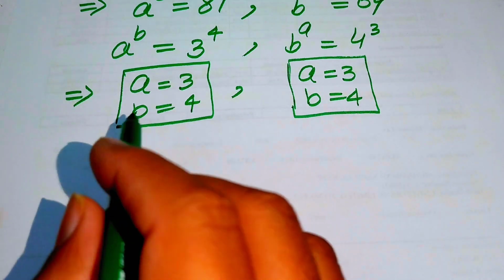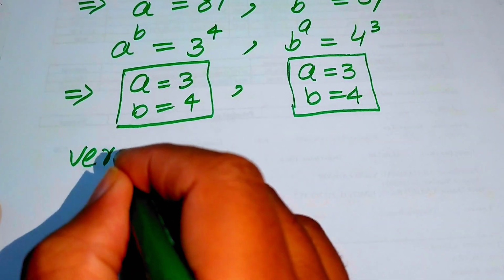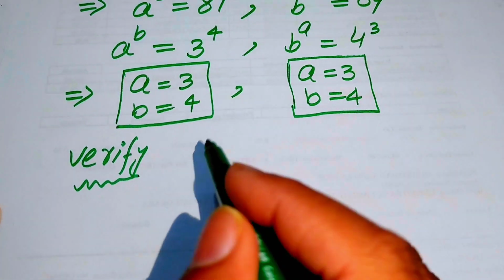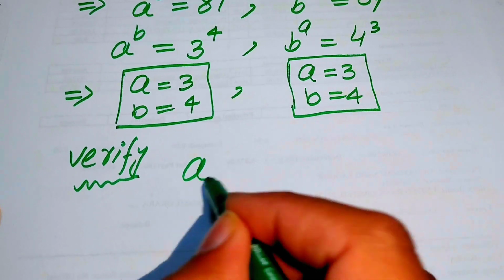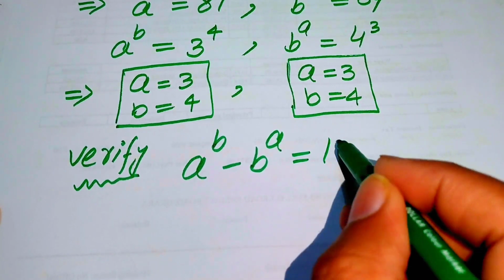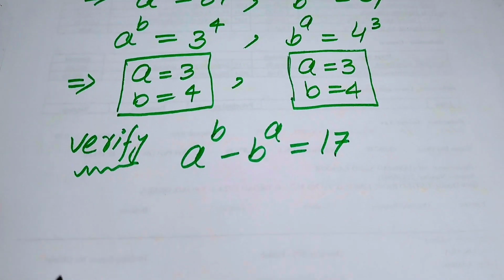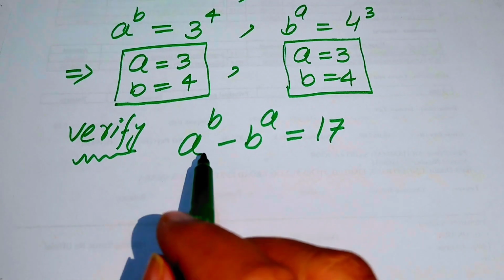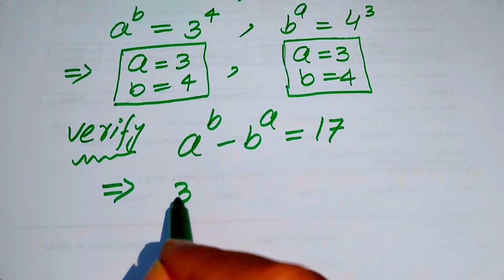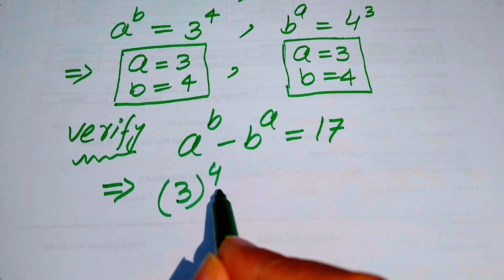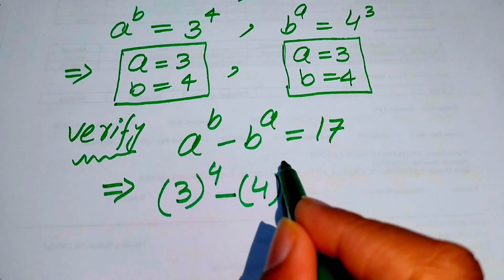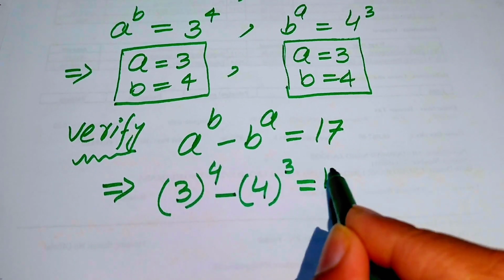And now in the next step, we verify the values of a and b, so here we copy down the given question statement, and our given question statement is a to the power of b minus b to the power of a equals 17, and we verify the values of a and b by substituting in this equation. So we have the value of a is 3 and the value of b is 4, minus here you have b to the power of a, so our b is 4 and a is 3, and this whole equation equals 17.